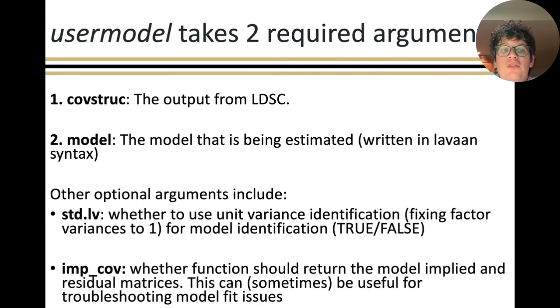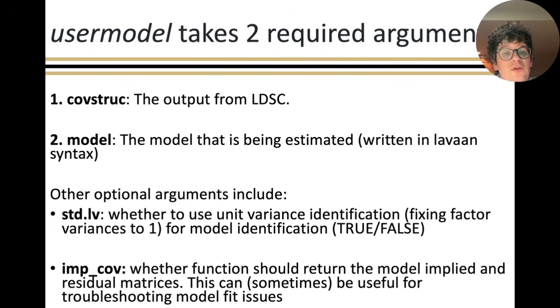User model, like many of the genomic SEM functions, has other arguments that I'm not necessarily going over here, but some key optional arguments that I would highlight are std.lv. So this is shorthand in lavaan for standardized latent variable. And what this does is it tells the model that you want to fix the variance of all the factors to 1 so that they are identified.